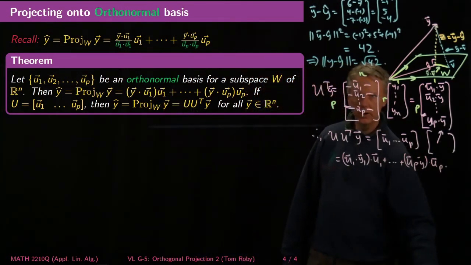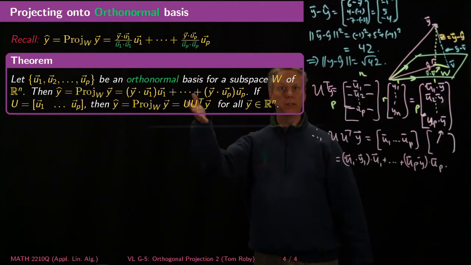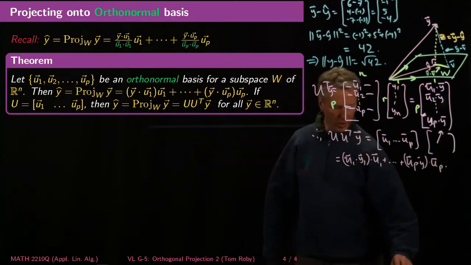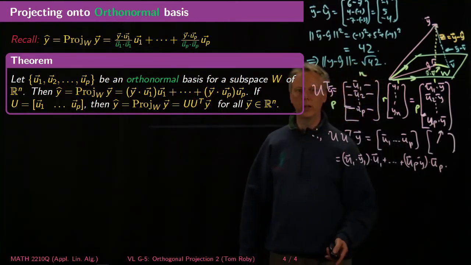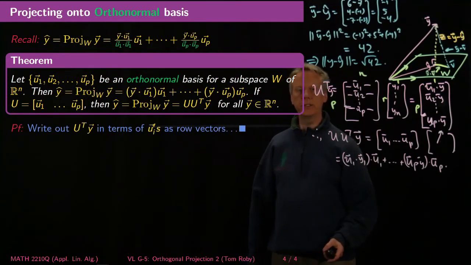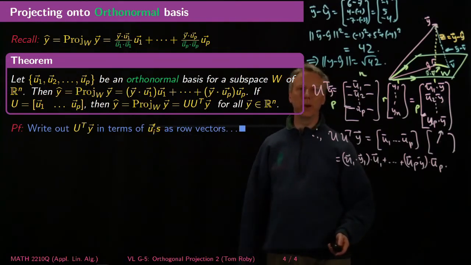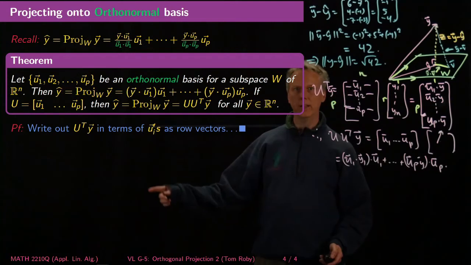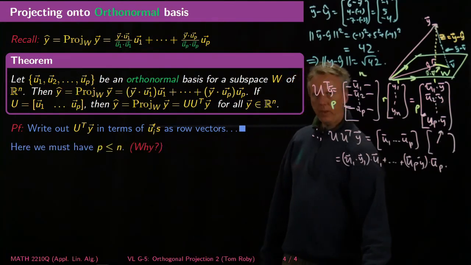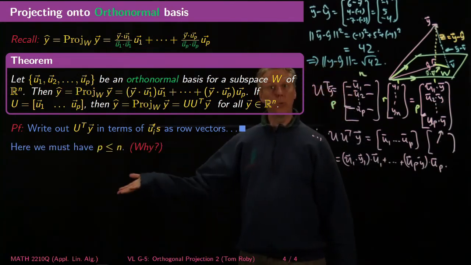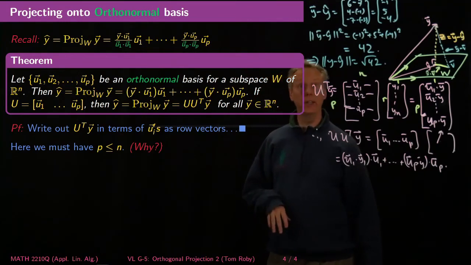Okay, so it's easy to see that this is just a condensed way of writing the formula that we've come to know and love. So that was my reminder of what the proof should look like. And so first of all, let's ask a couple simple questions. Why must we have p less than or equal to n here?